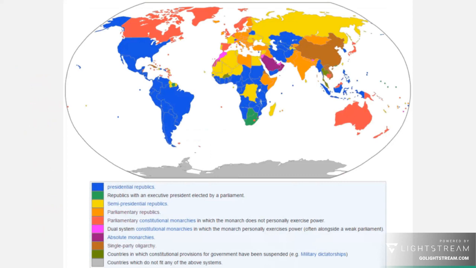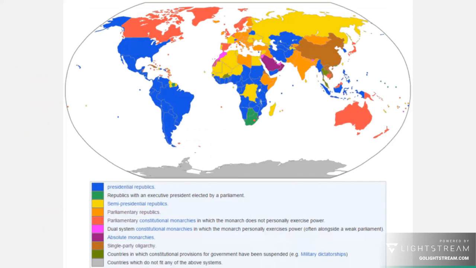Two interesting things to note really is that the distinctions between presidential and parliamentary systems have a lot to do with history and have a lot to do with colonialism and imperialism. Because if you see on this map, it's quite clear that the British have diffused parliamentary democracy across the world in their former colonies.